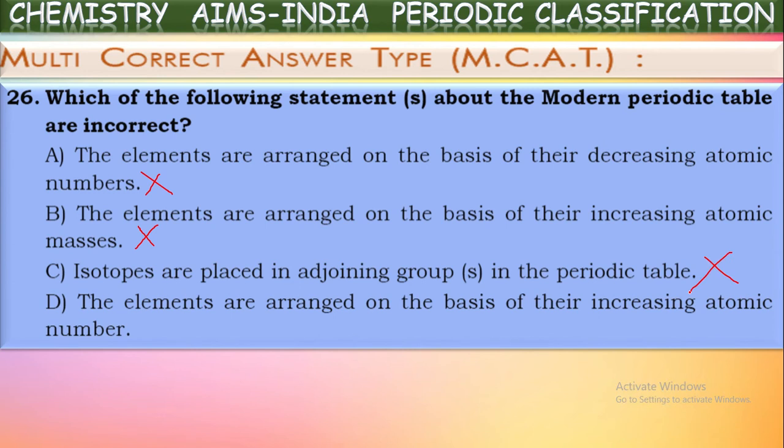See the last one. The elements are arranged on the basis of their increasing atomic number. Yes, this is the only correct statement about the modern periodic table. Now what will be the correct answer? The first three, because these three are incorrect statements, isn't it?